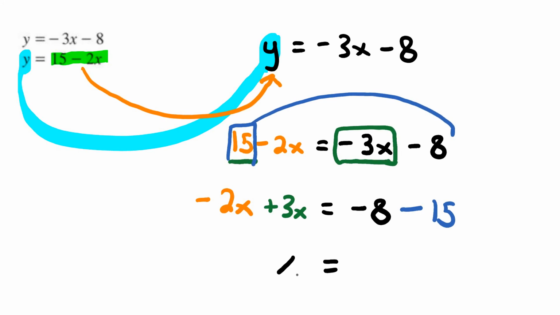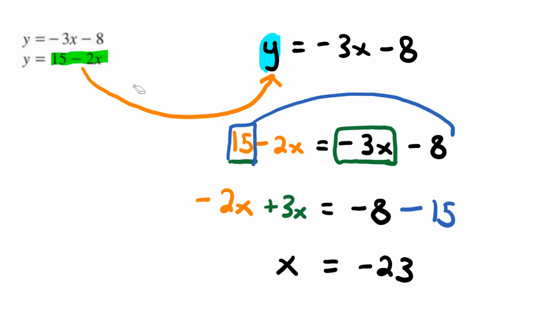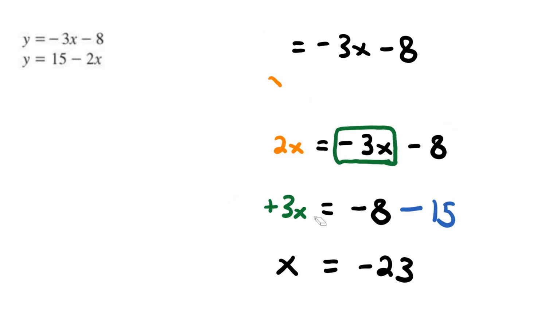And then I get a positive x there, right? Negative 2x plus 3x is just x. And negative 8 minus 15 is going to be negative 23. So x equals negative 23 there. Okay, and then once we know that x equals negative 23, let me just erase all this.